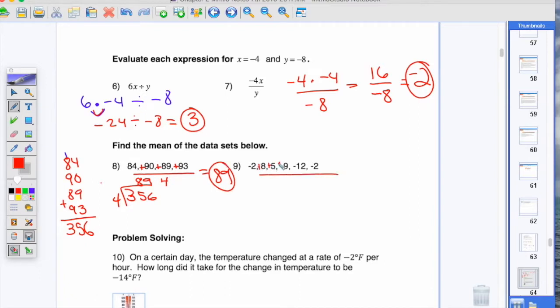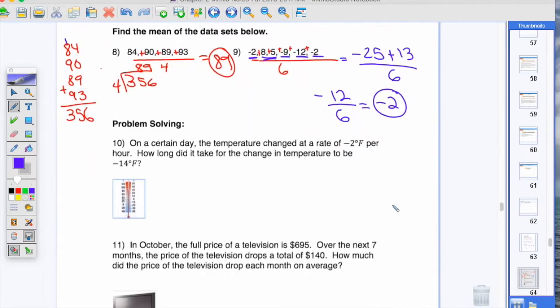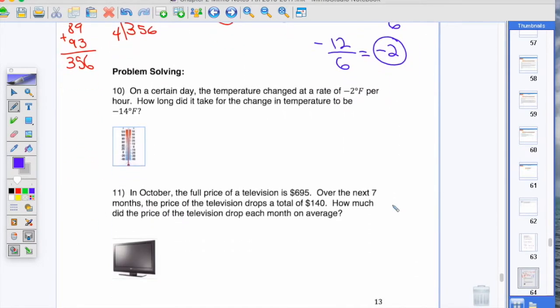Number 9, we're adding positive and negative numbers. So I'm going to add up my 6 numbers, and I'm going to divide it by 6. Now I'm going to add all my negatives together. So a negative 2 plus a negative 9, that's a negative 11. Negative 11 plus a negative 12 is negative 23, plus a negative 2 is negative 25. Then I'm going to add my positives, which is 13. And we're going to divide that by 6. Now we have different signs. We're going to take the sign of the larger, and 25 minus 13 is 12, so negative 12 divided by 6 gives us a negative 2. So the average of those sets of numbers is negative 2.